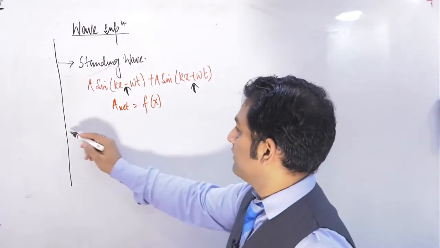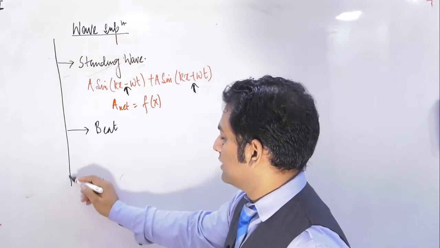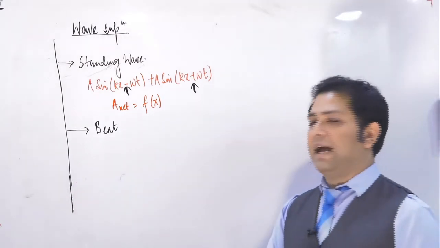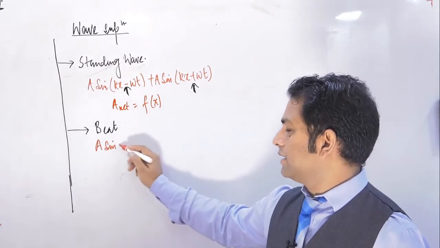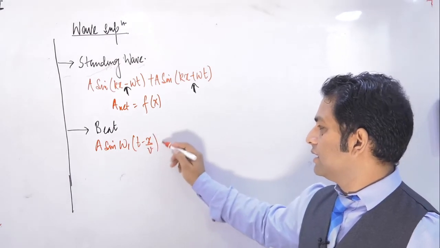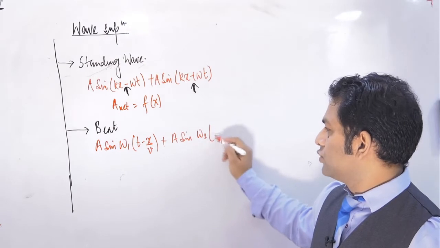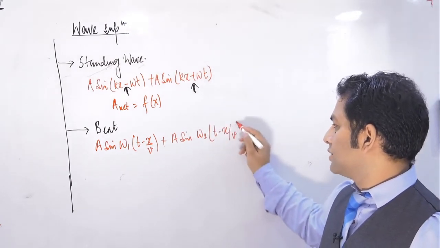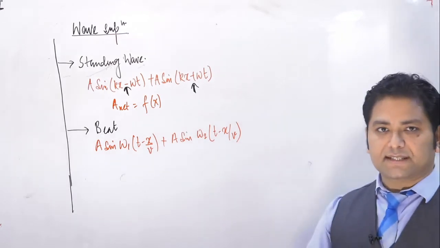And there is another wave pattern, and that is called the beat. Now, beat will happen when you get A sin(ω1 t − x/v) plus A sin(ω2 t − x/v). Now notice, in case of beat, there is something which differs.